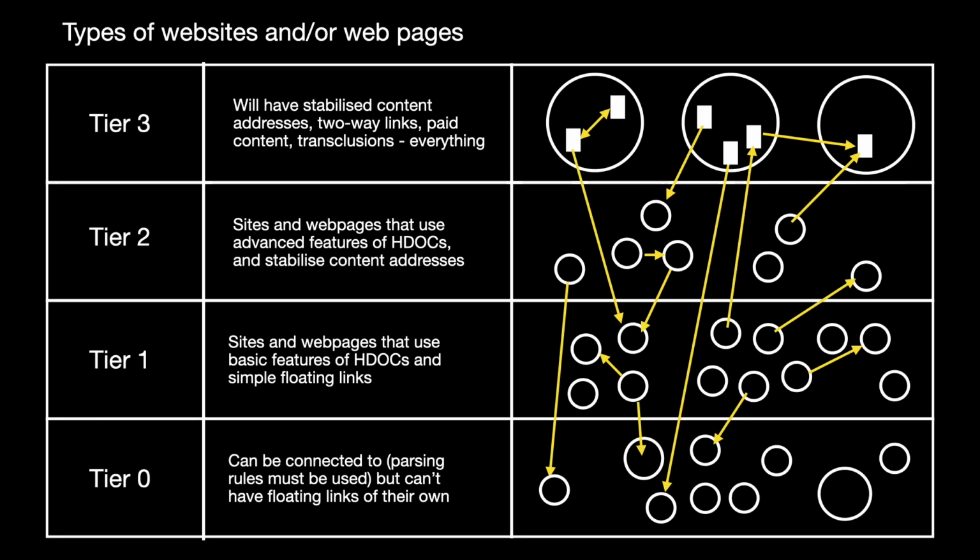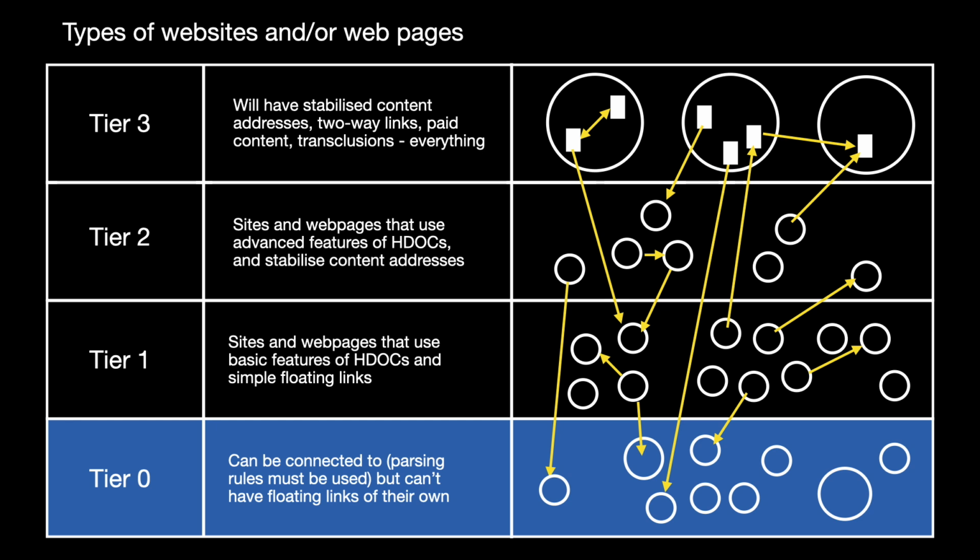I divide all possible websites into 4 tiers, from Tier 0 to Tier 3. The circles represent websites, and arrows show visible connections. Notice how they are mostly one-way connections. Two-way connections are possible between pages within a single website. Tier 0 basically includes the entire current web with its HTML pages. Notice how all the connections to Tier 0 websites come from websites in other tiers. That's because regular HTML pages cannot store visible connections.